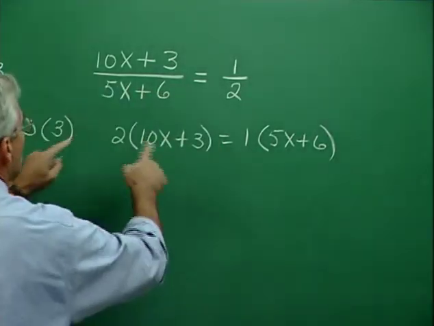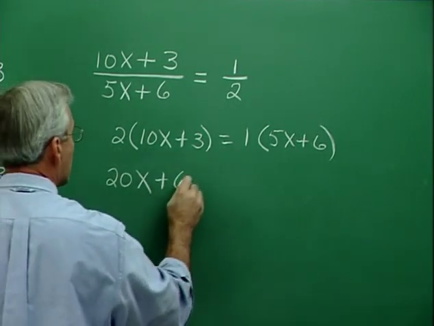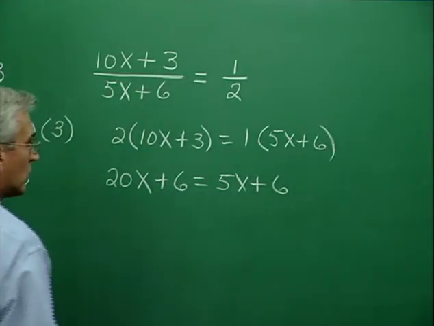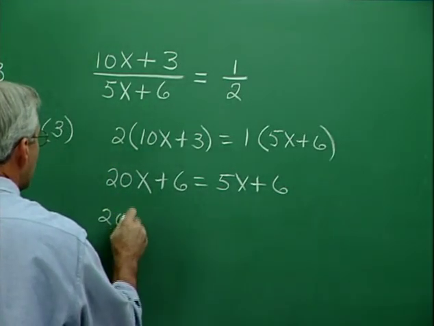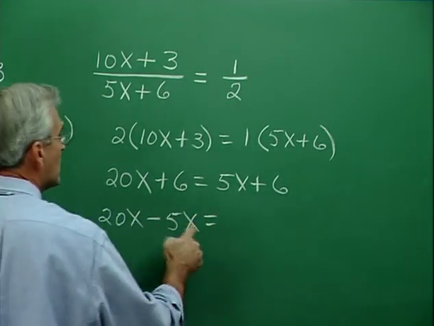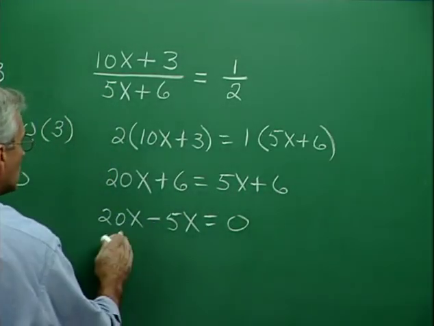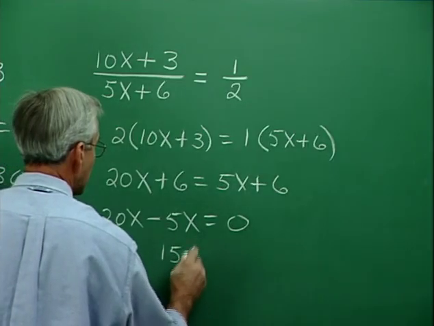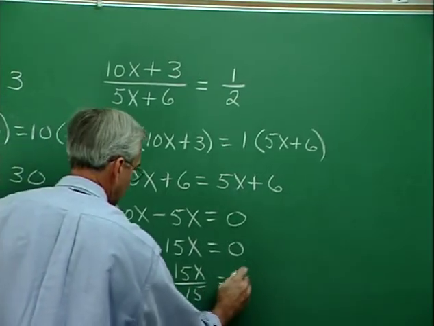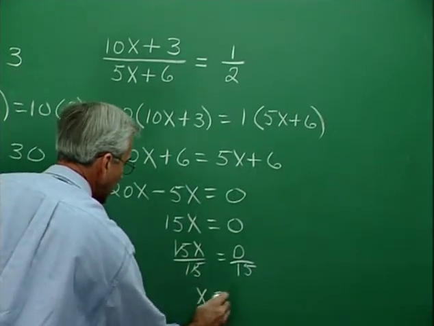All right, here we go. We're multiplying on the left 2 times 10x, 20x, and then 2 times 3, 6. And on the right, 5x plus 6. Now we want the terms involving x on one side. If I kick them to the left, I've got 20x already over here. Subtracting 5x on both sides gives me this on the left. Subtracting 6 on both sides, these 6's both go out, so I have 0. 20x minus 5x is 15x equals 0. And now dividing on both sides by 15, I find 0 over 15 on the right, so x is equal to 0.